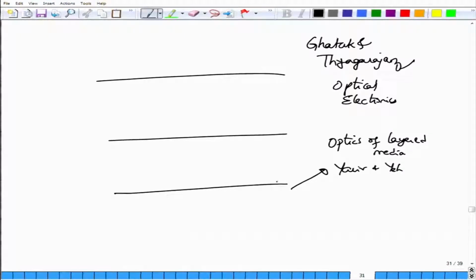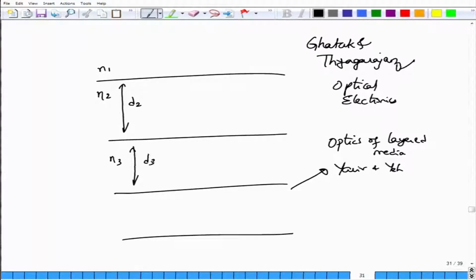The goal is to analyze a scenario where you have different layers or different material media. This will have a refractive index n1, this will have a refractive index n2, and a certain length or thickness of d2, this has n3 and a thickness of d3, n4 with thickness of d4, and you have n5. So, this is a scenario where you have 1, 2, 3 and 4 layers, okay, and 5 different media out there.